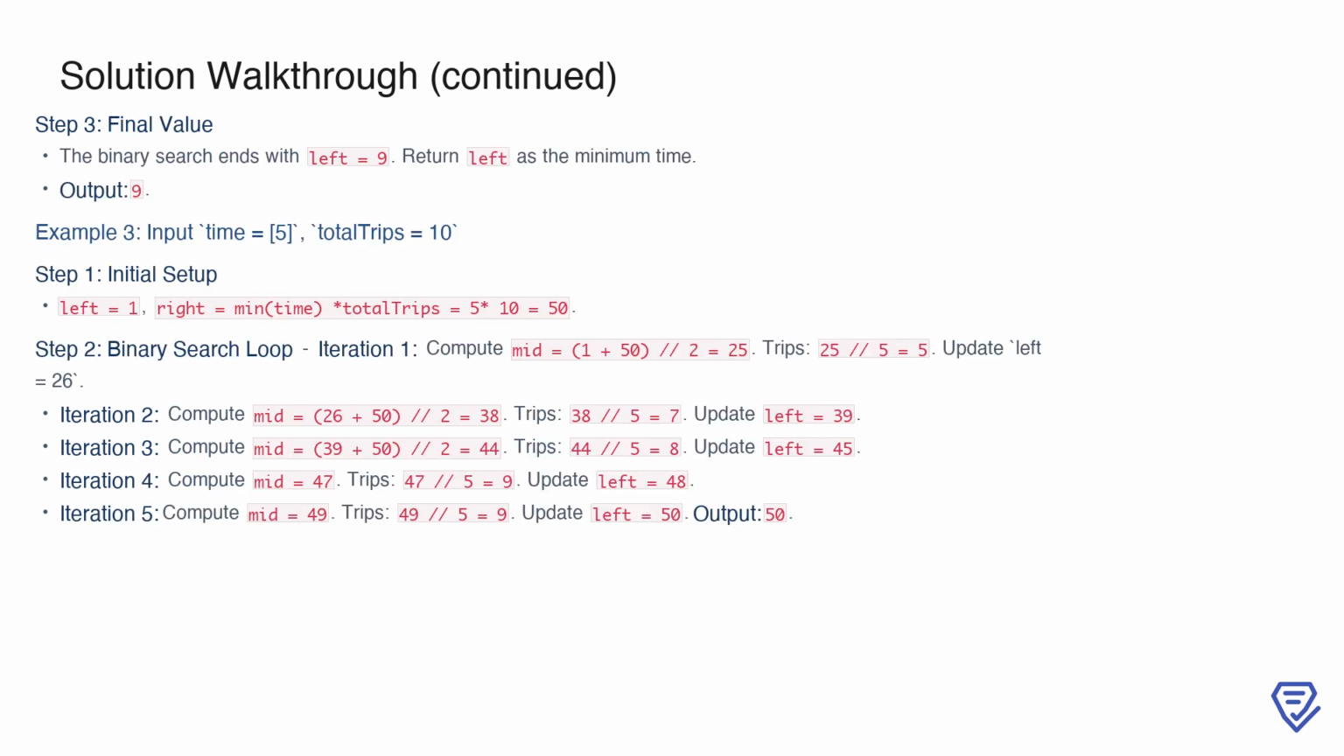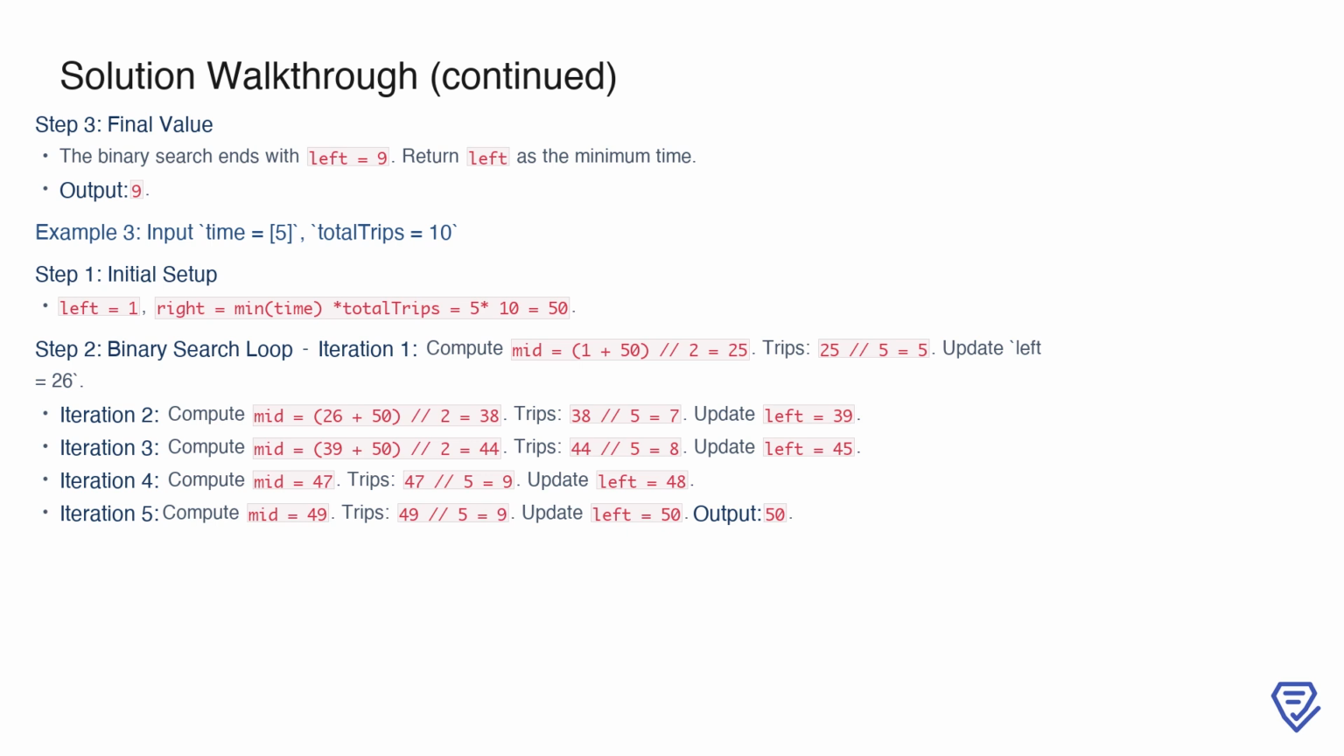At the conclusion of the binary search, left and right converge at 9, indicating the minimum time required to complete 8 trips is 9 units. This value is returned as the output. Finally, consider a third example where time equals 5 and total trips equals 10.